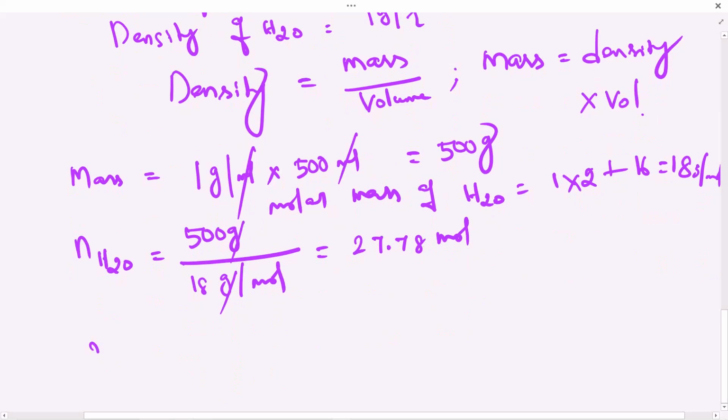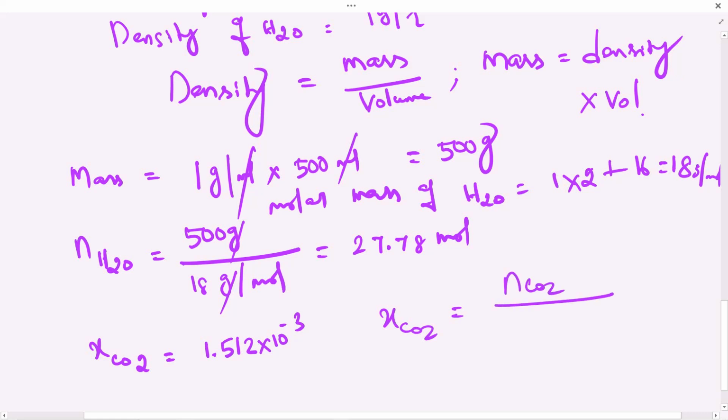We already know the mole fraction of CO2. We found out the mole fraction of CO2 is 1.512 into 10 to the power of minus 3. Right? Let us write the formula of mole fraction of CO2. That is mole fraction of CO2 equal to number of moles of CO2 by number of moles of CO2 plus number of moles of H2O. Right? This is the formula for mole fraction.